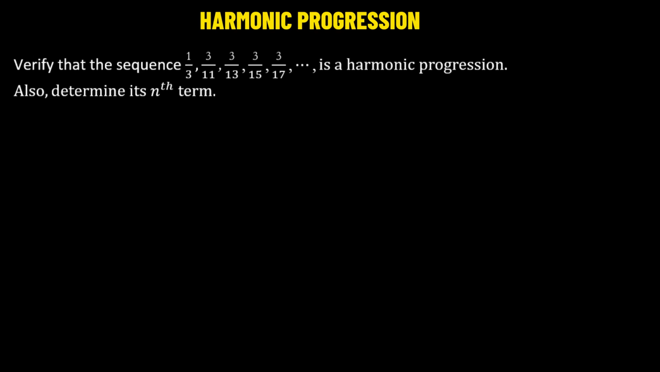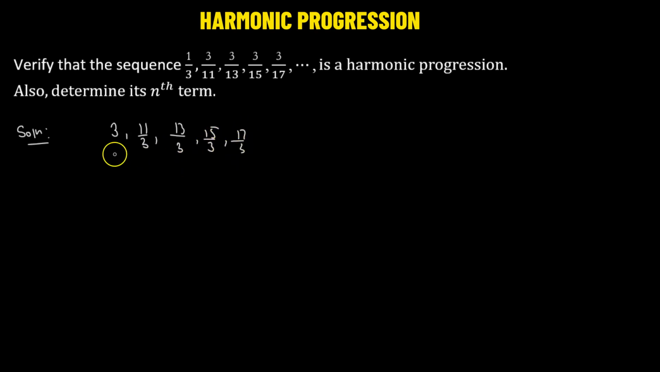So here we need to verify that the given sequence is a harmonic progression and also find out its nth term. Let us begin. So let us first try to prove that the reciprocal of each term, so the reciprocal of the first term will be 3, reciprocal of the second term will be 11 over 3, reciprocal of the third term will be 13 over 3, then we have 15 over 3 followed by 17 over 3.